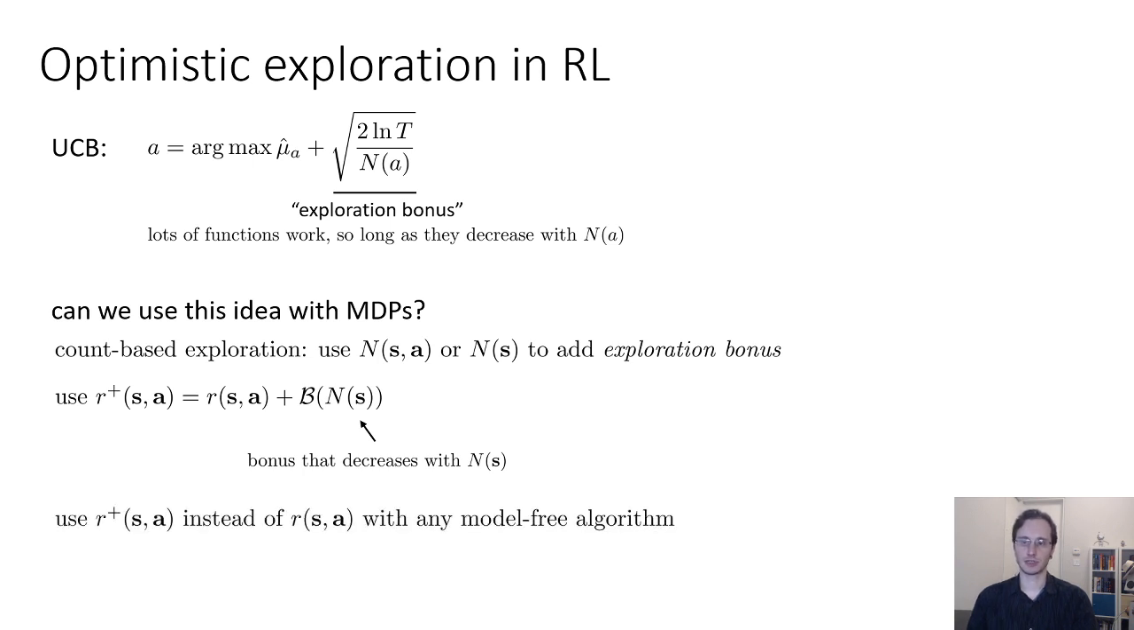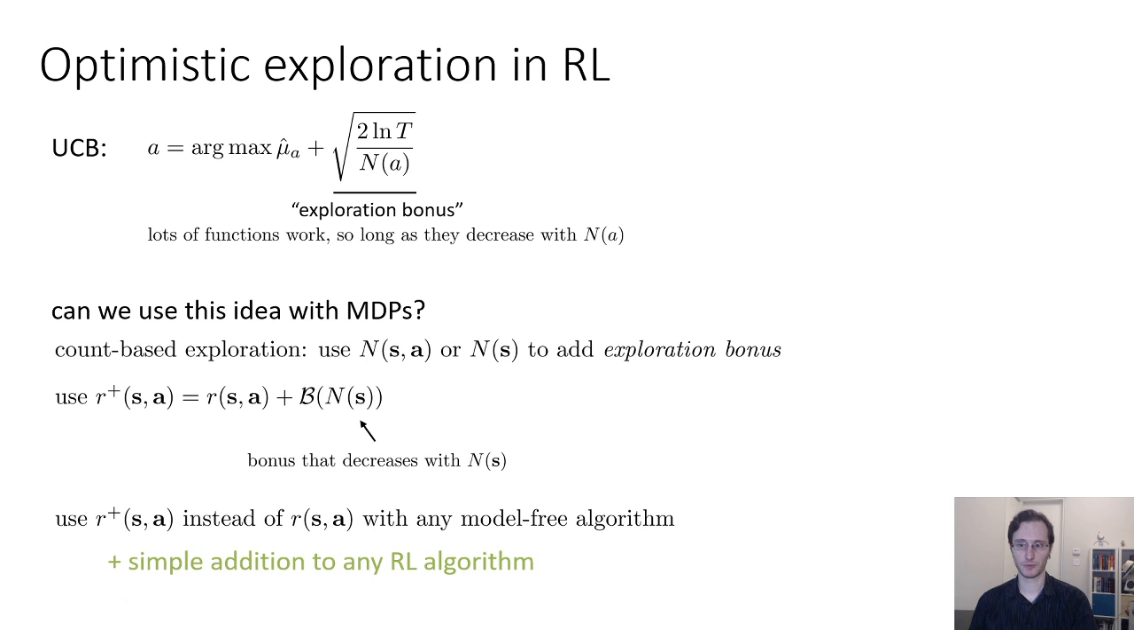And of course, in this case, R+ will change as our policy changes. So maybe every episode we would update R+. So we need to make sure that our RL algorithm doesn't get too confused by the fact that our rewards are constantly changing. But other than that, this is a perfectly reasonable way to extend this UCB idea into the MDP setting. So it's a simple addition to any RL algorithm.